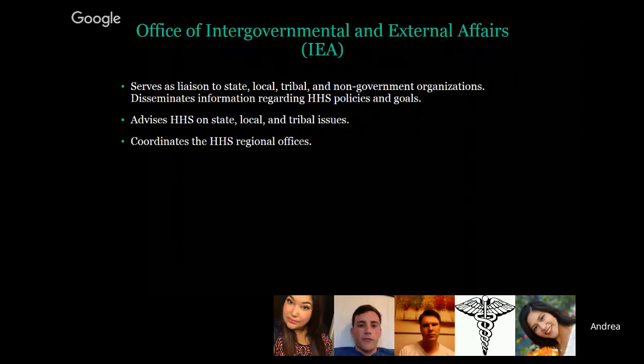And so the IEA, or the Office of Intergovernmental and External Affairs, serves as a liaison. From my understanding, it's a communicator to the state, local, tribal, and non-governmental organizations, and it disseminates information regarding HHS policies and regulations. Like I said, they facilitate communication between the department and stakeholders regarding different initiatives and policies. They also help with policy making, if I understood correctly, and with those policies, they try to clarify them to other officials and stakeholders.